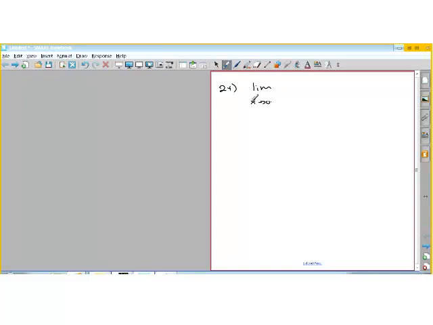So we're looking for the limit as x approaches infinity of 4 plus 3 over x. Then we can actually do those separately. If we break it up, we can take the limit as x approaches infinity of 4 plus the limit as x approaches infinity of 3 over x. Well, the limit of 4 as x approaches infinity is just 4. It's just a constant. And the limit of this is 0 because you get 3 over infinity, which is 0. And so the answer is 4.